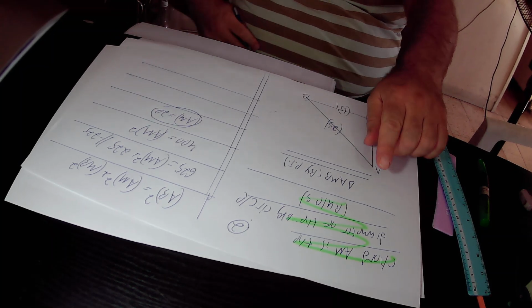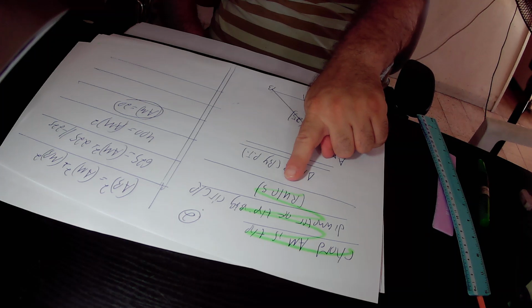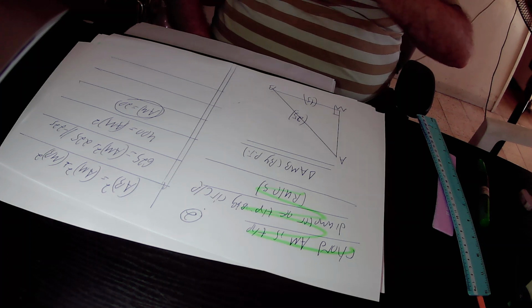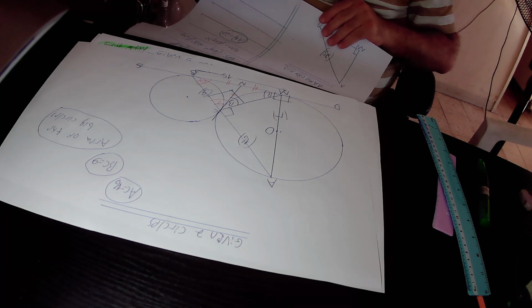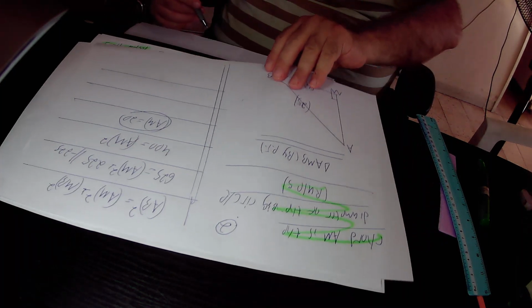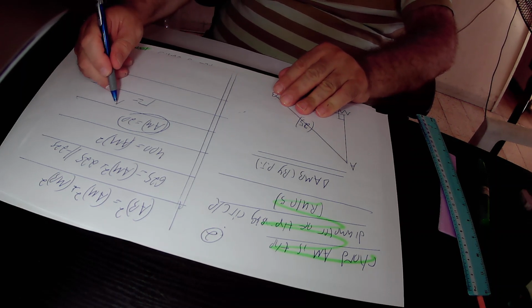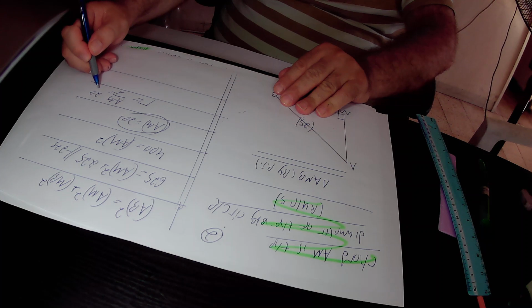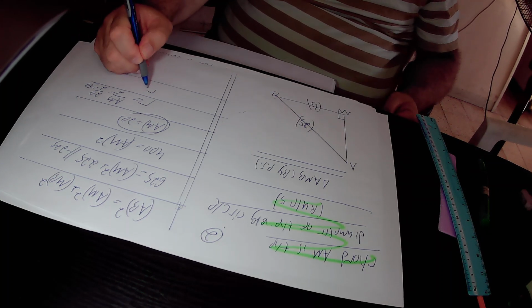AM, you know, the chord AM is the diameter of the big circle. So, if the diameter of the big circle equals 20 units in length, it means that the radius must be equal to half of it. So the radius R of the big circle must be equal to the length of the diameter AM over 2. AM is 20, so in total the radius of the big circle must be equal to 20 over 2, that is 10. So in total we found that the radius R of the big circle is equal to 10 units in length.